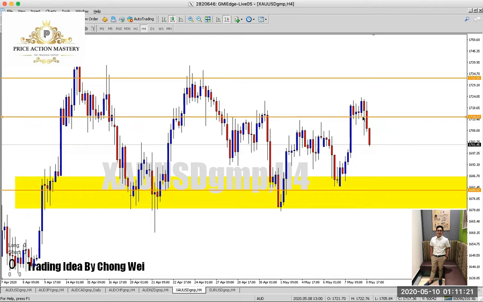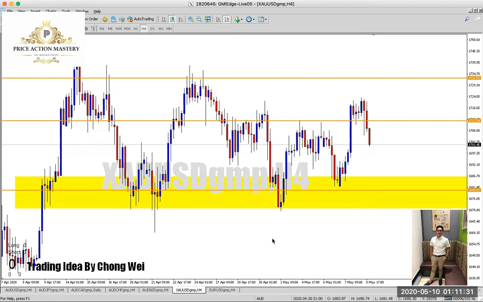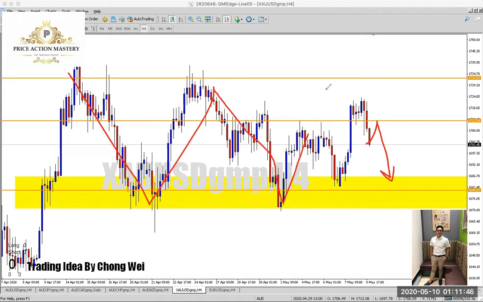Because gold is quite fluctuating, this level will be favored. So I'll be waiting for the market to come back to this area and drop to this level. That is one possibility, but overall, as you know, the market is in a range market, so it is always like this. Okay, this is for gold.